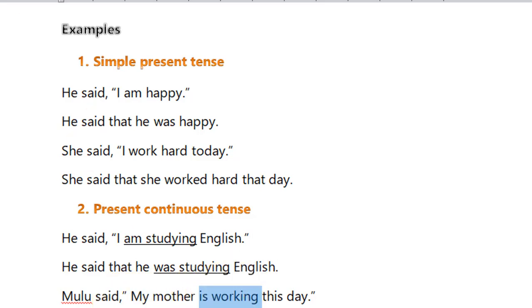Look here. My mother is, let me underline it here to make it clear. Hello. My mother is working, because "is working" is singular, and because the speaker here is singular, is working. Yeah, so in a similar way, I was working.